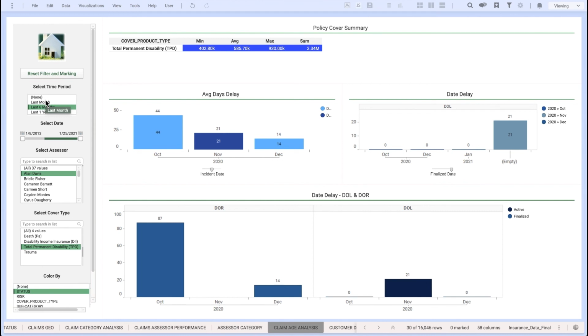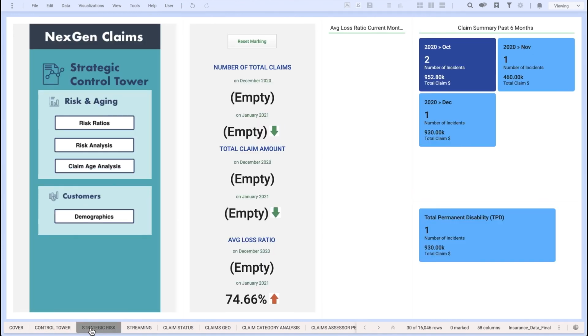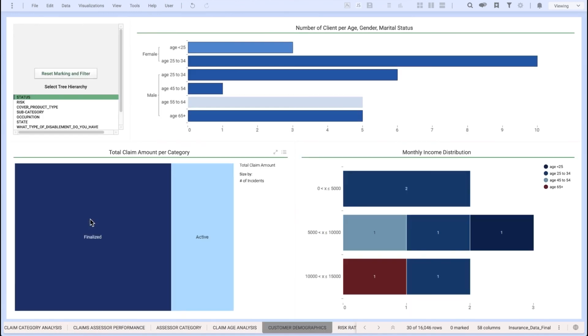This is a very interactive, immersive set of dashboards that will give every person within the organization the information they need. We could even look at customer demographic information if we wanted to know more about our customers.